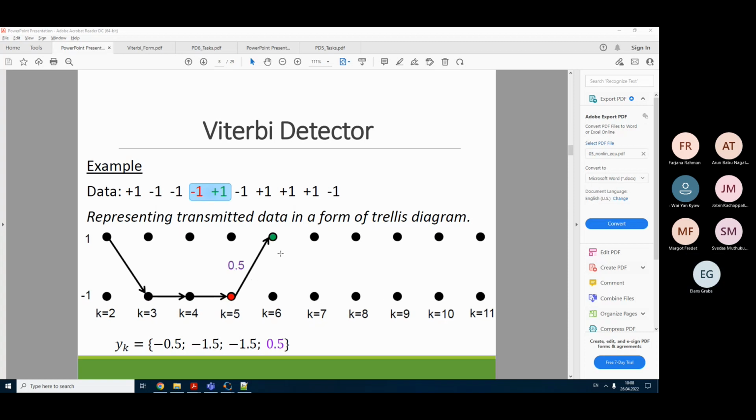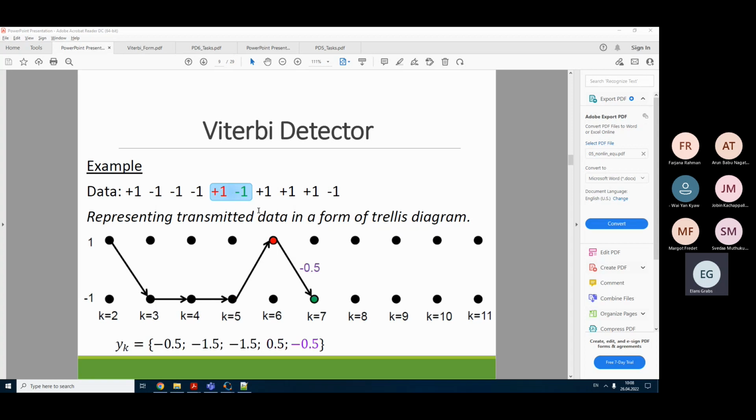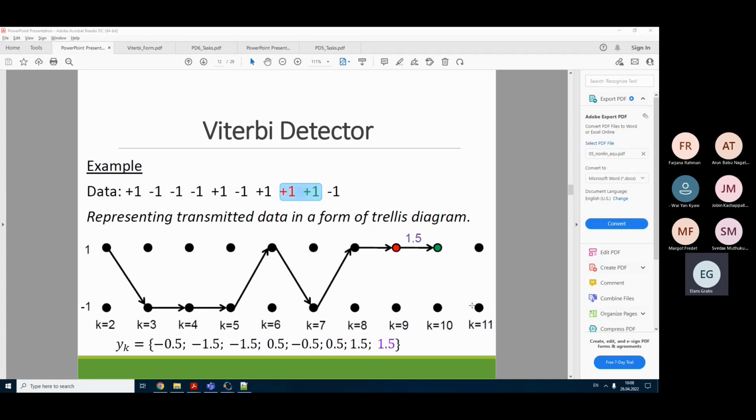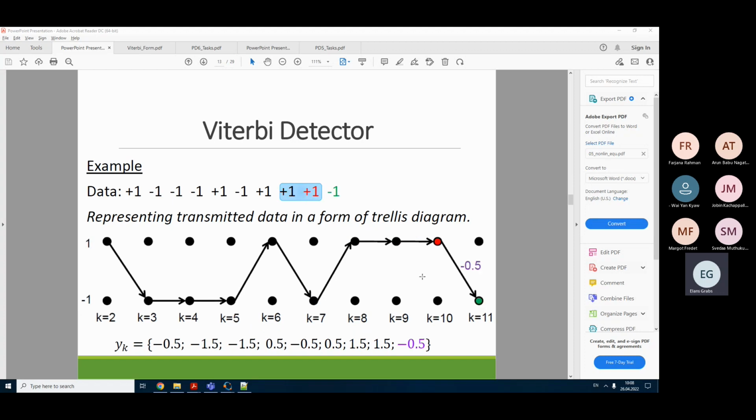Yes. Here we go to +1. Next step we go to -1, +1, +1, +1, and -1. And here you have this path in the trellis diagram that shows our transmitted symbols. We can write all our transmitted symbols here as values on top of these lines.